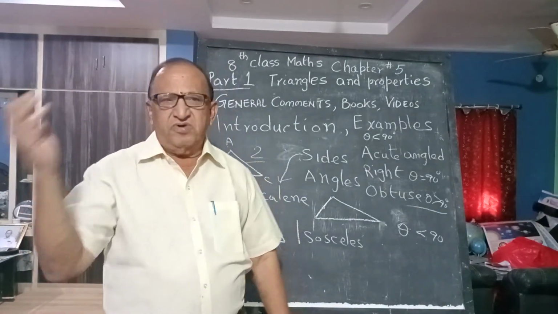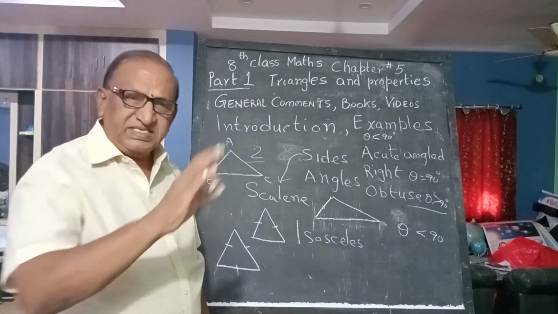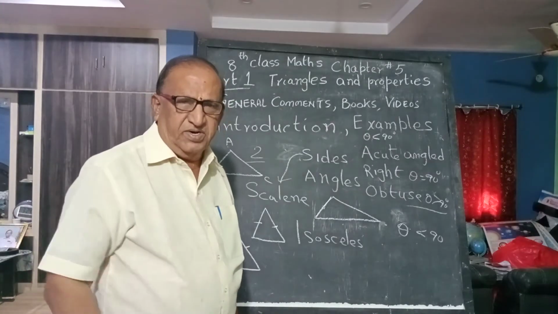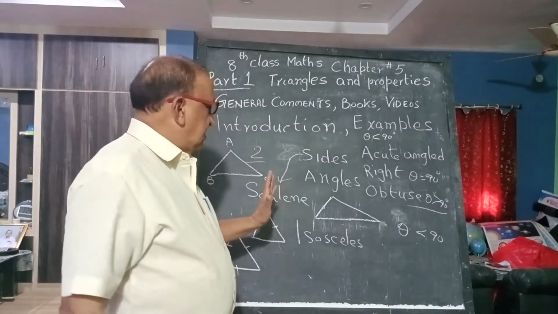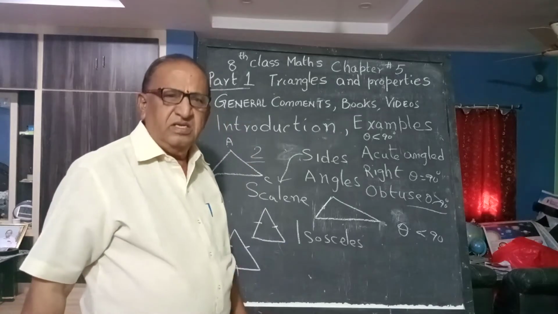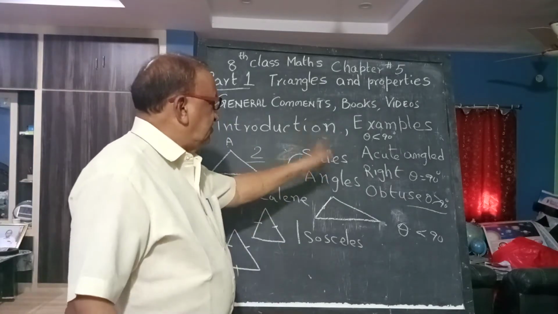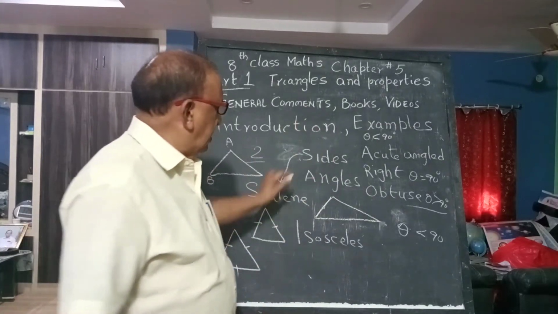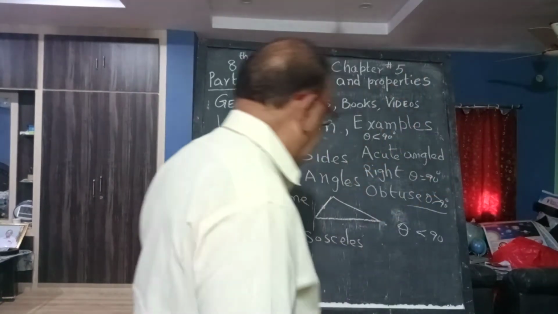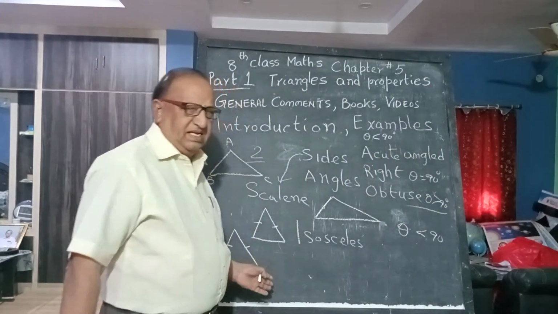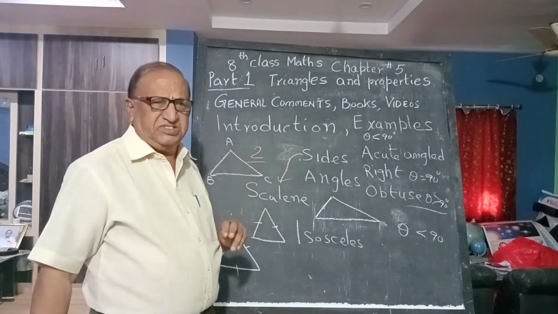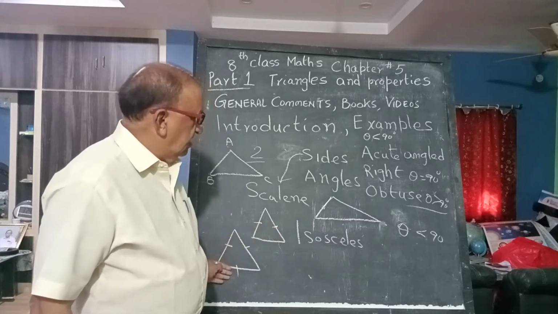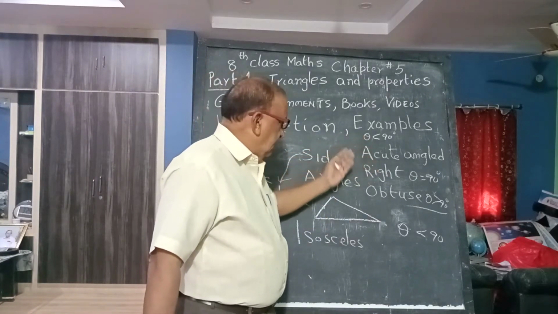When you are talking about classification of triangles based on angle, we did not say a single word about the sides. When you are classifying based on the sides, you don't talk about angles. When you are classifying based on angles, you don't talk about the sides. Having understood the different types of triangles, there are 6 classifications: scalene, isosceles, equilateral, and acute angle, right angle, and obtuse angle.